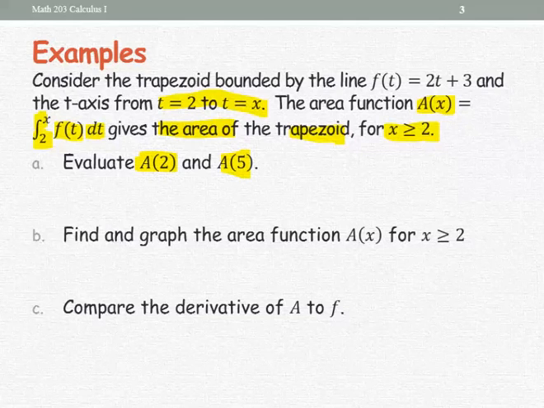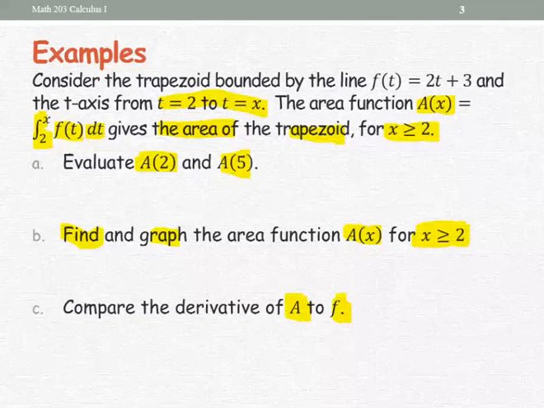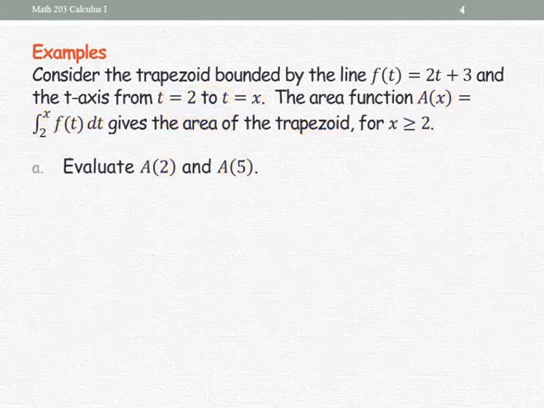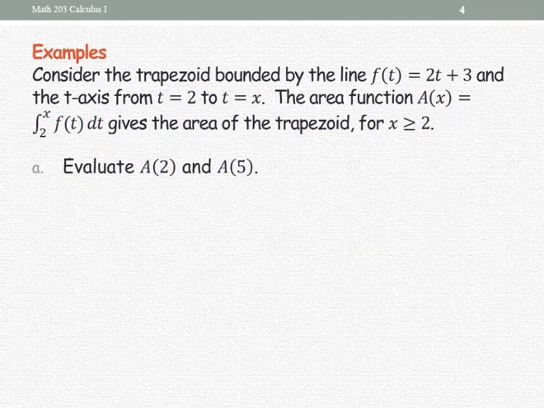Part B, we're going to find and graph the area function A(x) for x as the general variable as long as x is greater than or equal to 2. And part C, we are going to compare the derivative of the area function A to f, which is f of t equals 2t plus 3. For the first part, we are going to evaluate the area at 2 and the area at 5.